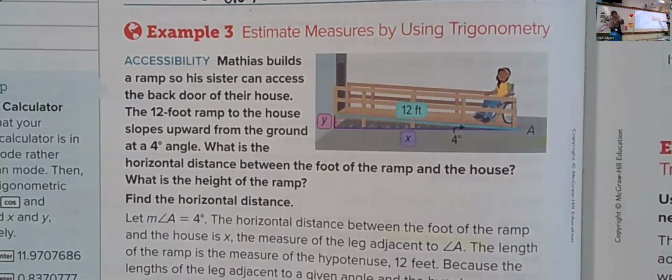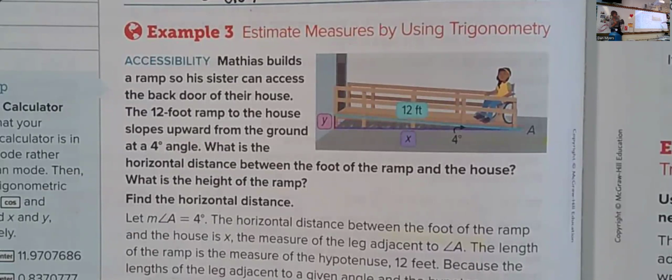What's that? So tangent would be opposite over adjacent, which would be y over x. So it would be sine. Sine, yeah. Sine of angle A, sine of 4, is going to equal y over 12. And the whole idea here is pick a ratio where you actually know 2 of the numbers, and then the third thing is the variable you don't know, just like any regular equation. So we know 4, we know 12. We need y, because that's the height of the ramp.